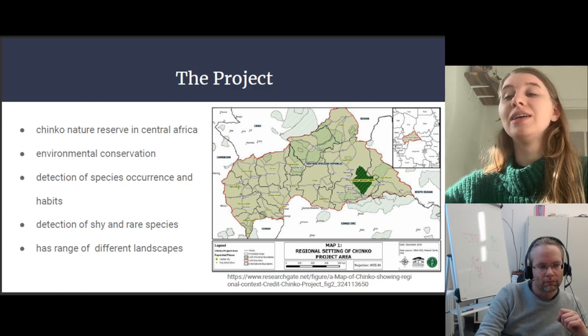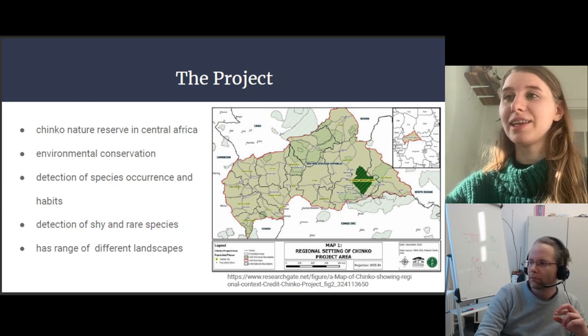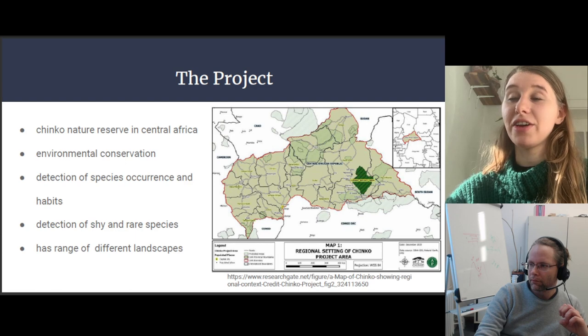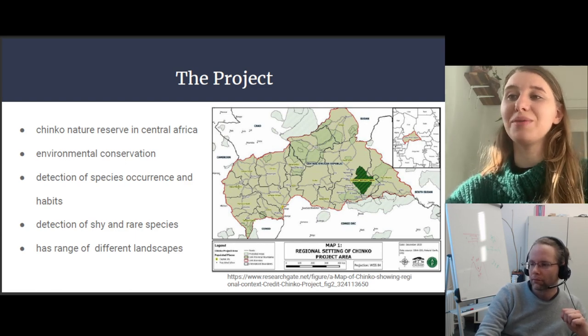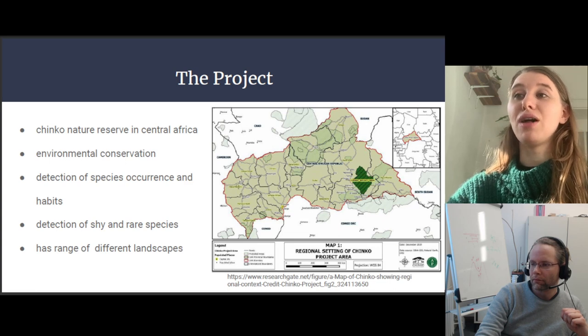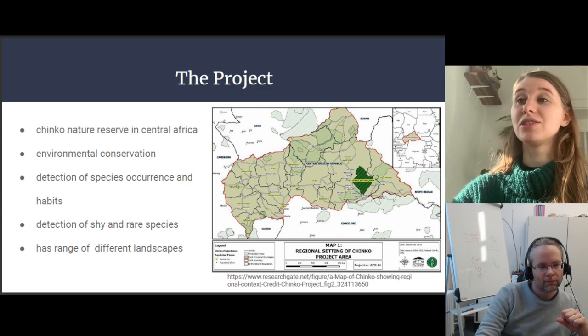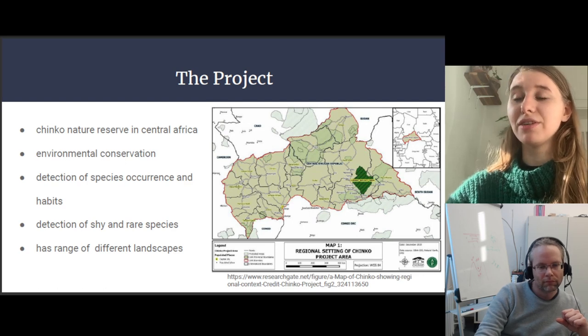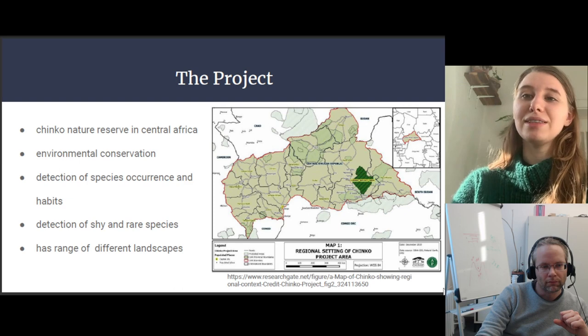Very special in this reservation, which will be interesting later in the image analysis, is that it has very different landscapes. So we have a little bit of jungle, we have a little bit of savanna, we have wetlands. So we have all types of habitats that are possible, which means that also the images will be very different from each other, even though the reserve isn't actually that big. Next, please.